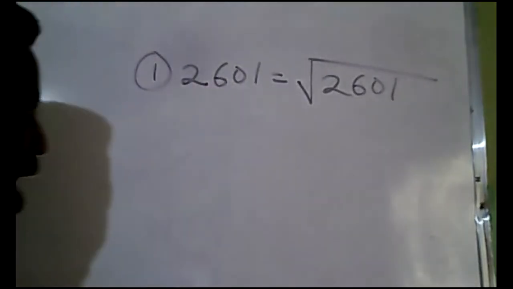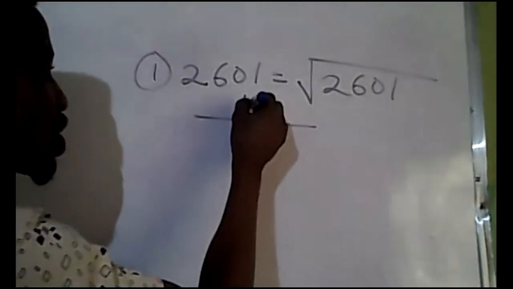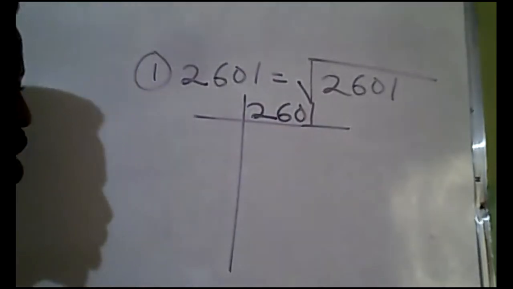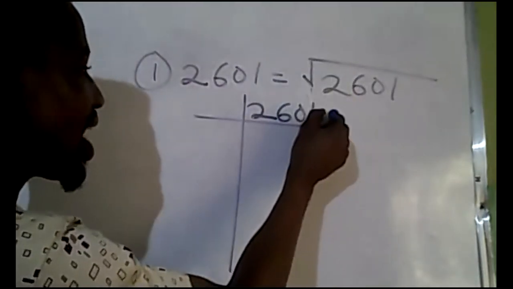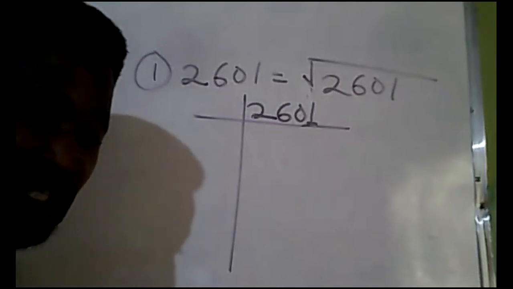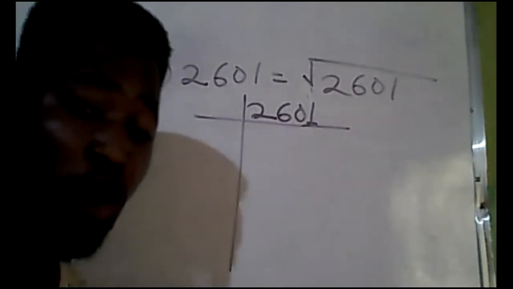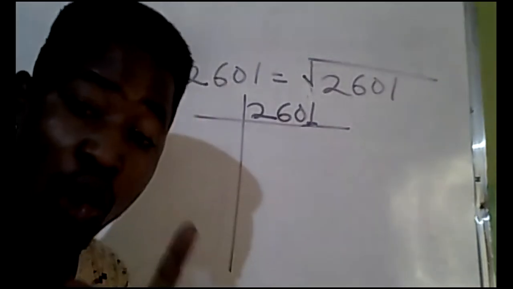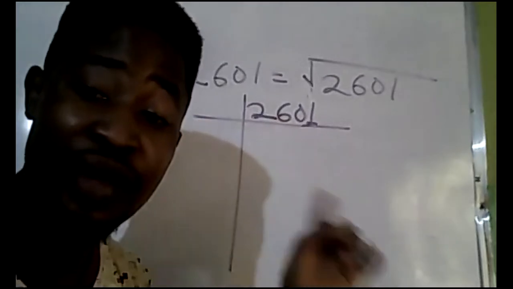All right, so having gotten that, let's get to work. Write your 2,601 here. Like I told you, always look at the last digit. The last digit is 1. Is 1 even or odd? Yes, thank you. 1 is an odd number. Therefore, this whole number cannot be divided by 2.